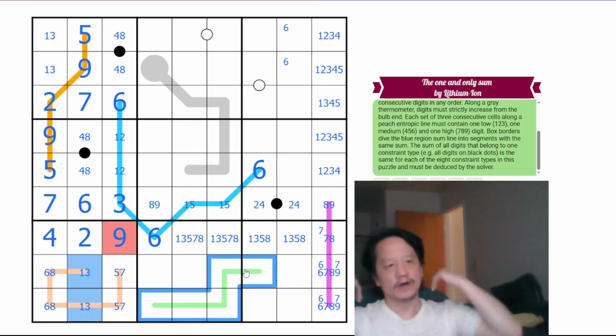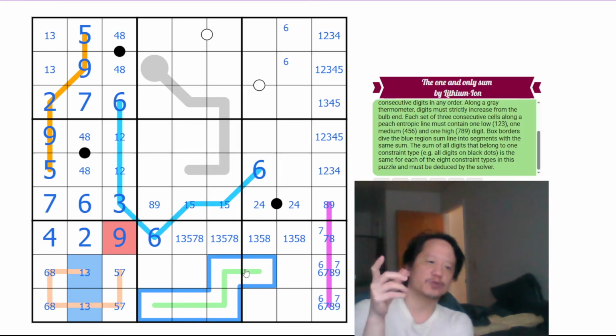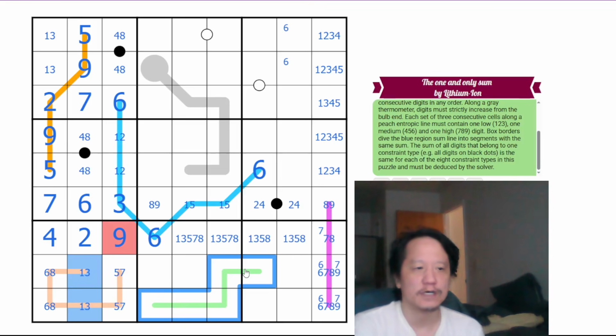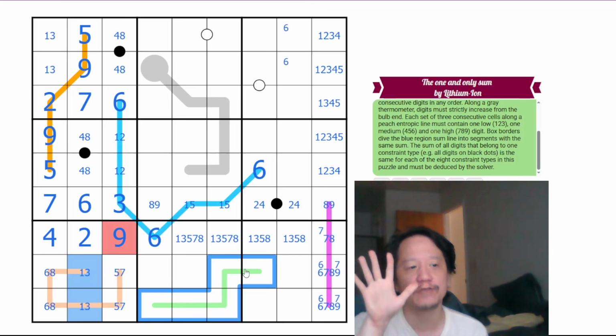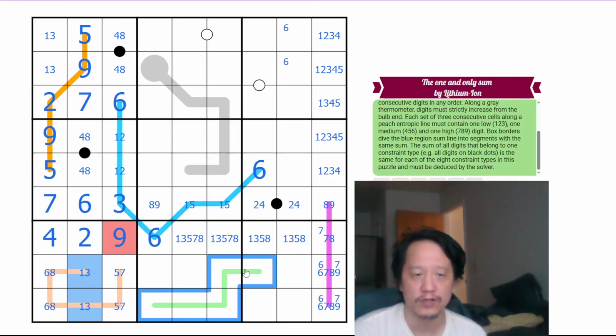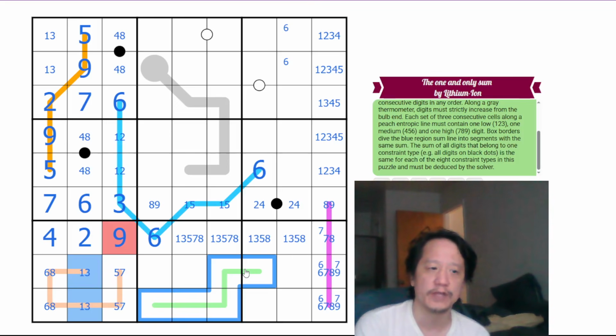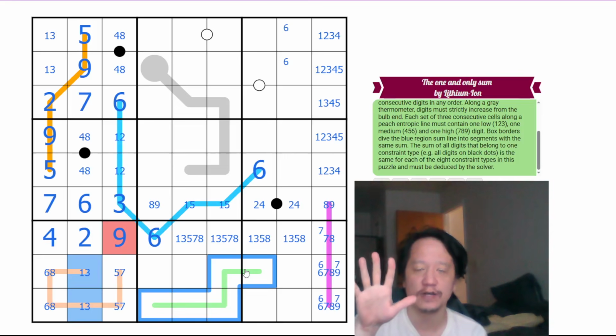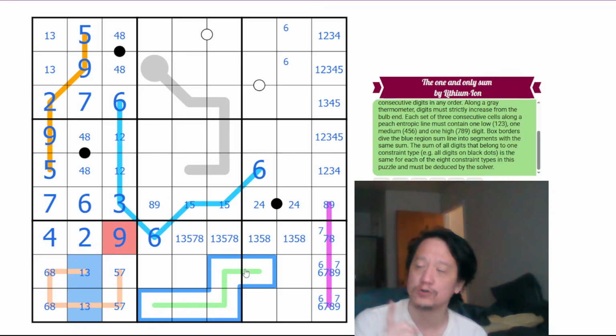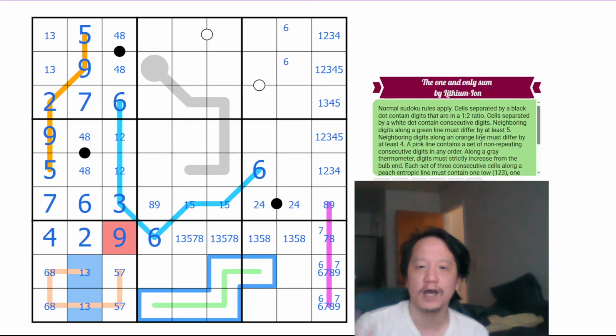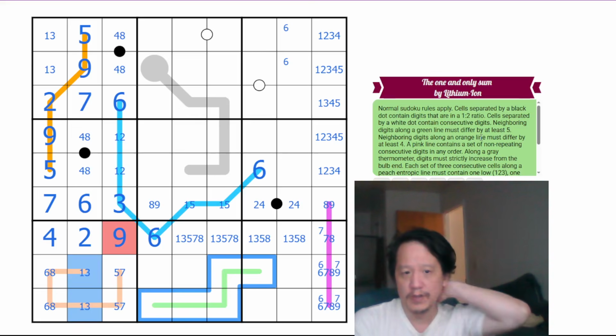On a whisper 5 line, you'll always alternate between low digits and high digits, and 5 can never be on a whisper 5 line. The reason why we know that is, subtract 5 or more from 5, you get 0 or less, which is not a normal Sudoku digit. If you add 5 or more to 5, you get 10 or more, which is not a digit. So that's why 5 can't be on the line.